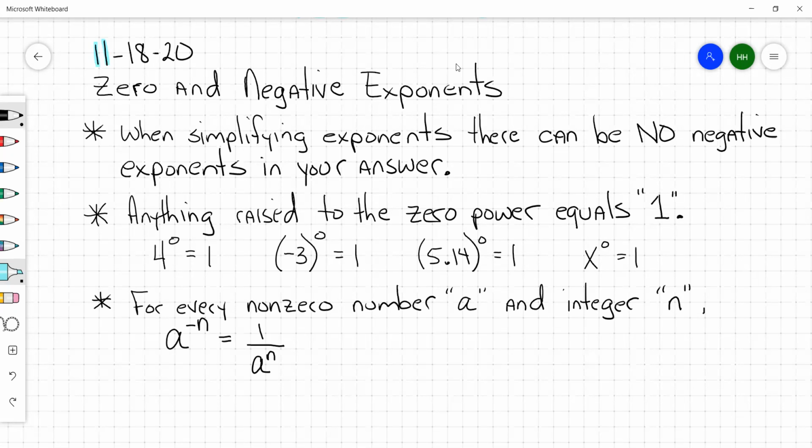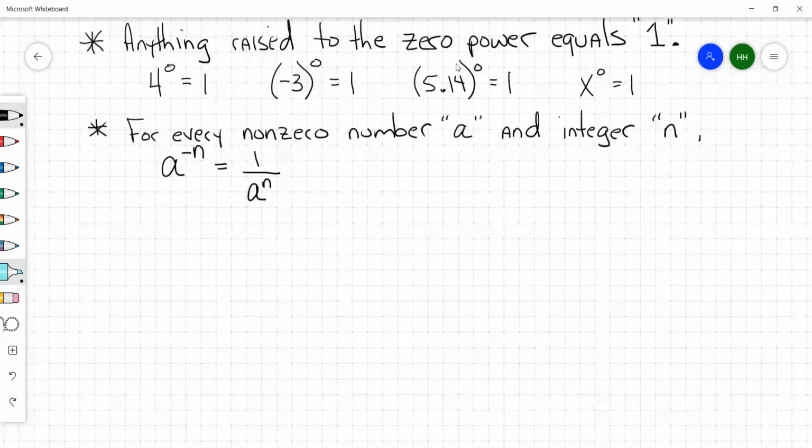Let me show you some examples of that. If I can get my screen to move. And 1 over A to the negative n is equal to A to the positive n. All right, so here's an example. Let's say you've got 7 raised to the negative 3rd power. Your A is 7. Your n is 3. If you use this rule, 7 to the negative 3rd is equal to 1 over 7 to the 3rd.